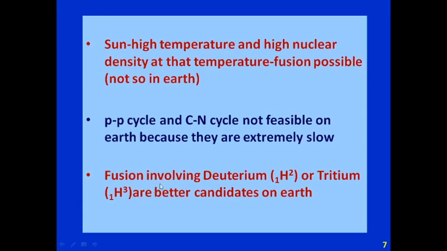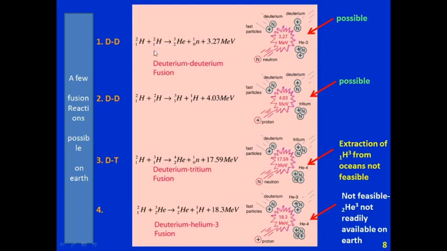And if you look at fusion on the surface of the Earth, these are the candidates. Fusion involving deuterium or tritium are better candidates on Earth, not the protons. So in the Sun you have the proton-proton cycle. Here we are dealing with deuterium and tritium, the isotopes of hydrogen, which are better candidates for fusion on Earth. So these are the possible fusion reactions on the surface of the Earth.